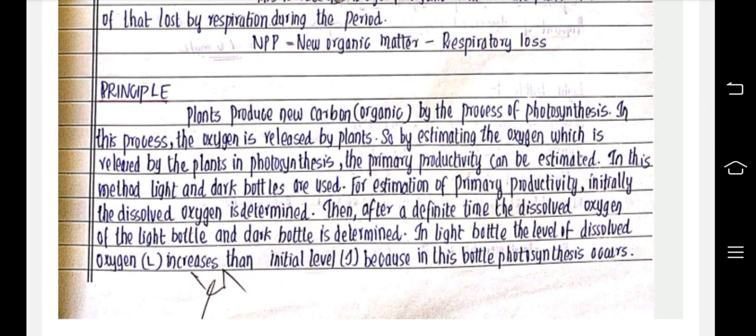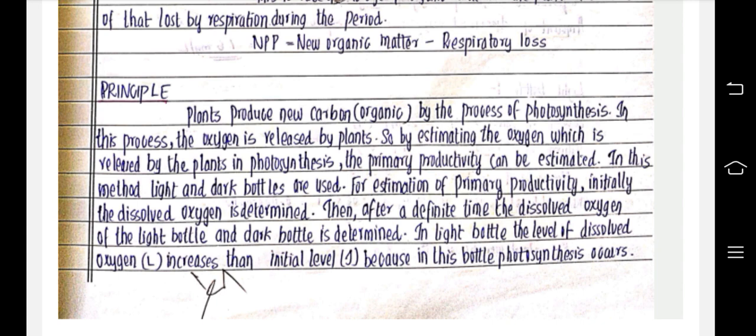Plants produce new organic carbon by the process of photosynthesis. In this process, oxygen is released by plants. So, by estimating the oxygen released by plants in photosynthesis, the primary productivity can be estimated. In this method, light and dark bottles are used. Initially, the dissolved oxygen is determined. Then, after a finite time, the dissolved oxygen of the light bottle and dark bottle is determined.